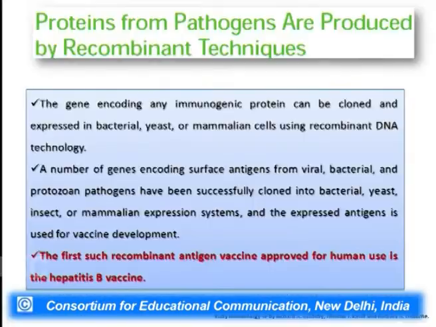Now, proteins from pathogens are also produced by recombinant techniques. For example, the gene encoding any immunogenic protein can be cloned and expressed in bacteria, yeast or mammalian cells using rDNA technology. A number of genes encoding surface antigens from viral, bacterial and protozoan pathogens have been successfully cloned into bacterial, yeast, insect or mammalian expression systems, and the expressed antigen is then used for vaccine development. The first such recombinant antigen vaccine which was approved for human use is actually the hepatitis B vaccine.